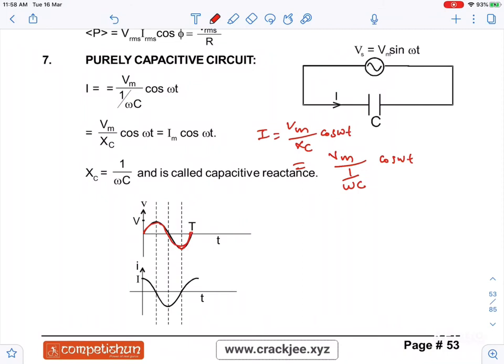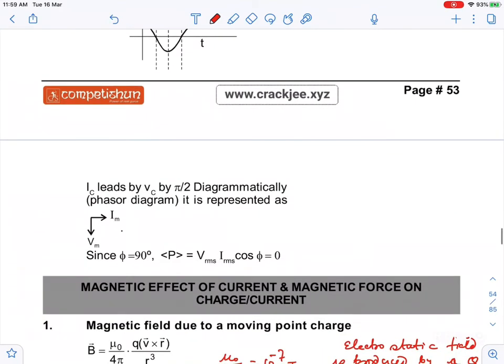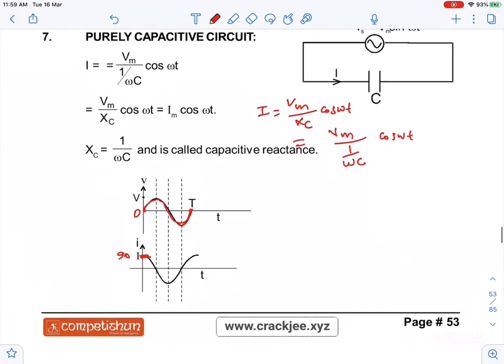In a capacitor, current leads. See what leading means, guys. This is the voltage, and if voltage starts from 0, current starts from 90 degree. This is leading current. So capacitor current leads voltage by 90 degree. So IC leads VC by 90 degree. Since they differ by 90 degree, power consumed by the capacitor is nothing but V into I into cos 90 degree, which is 0.